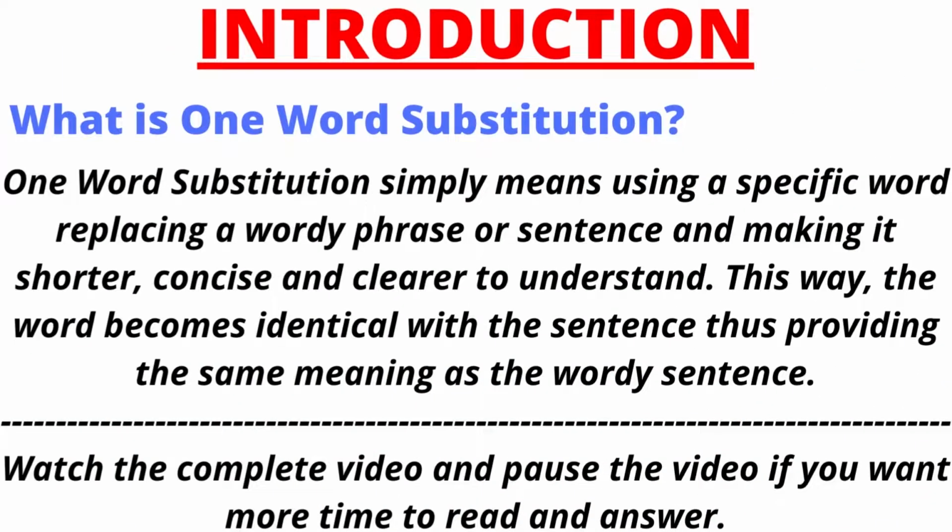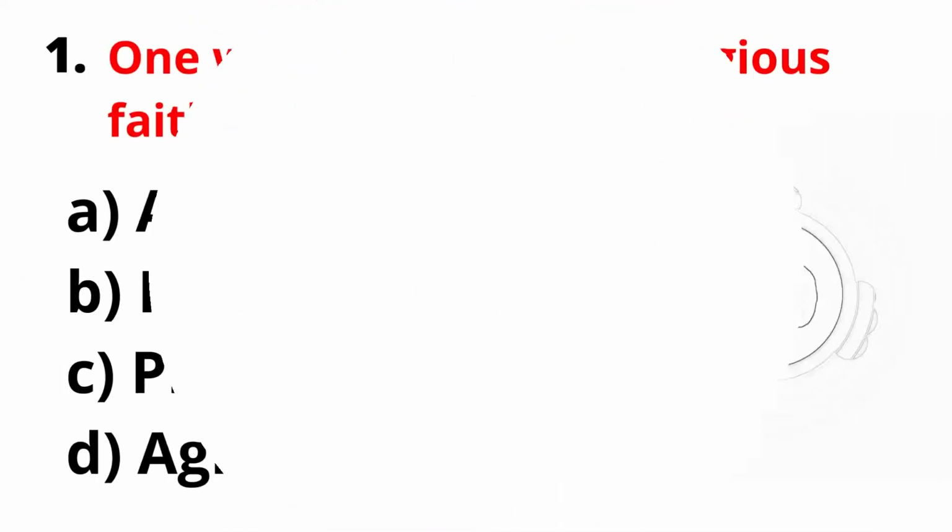Introduction. What is one-word substitution? One-word substitution simply means using a specific word replacing a wordy phrase or sentence and making it shorter, concise and clearer to understand. This way, the word becomes identical with the sentence, thus providing the same meaning as the wordy sentence. Watch the complete video and pause the video if you want more time to read and answer.